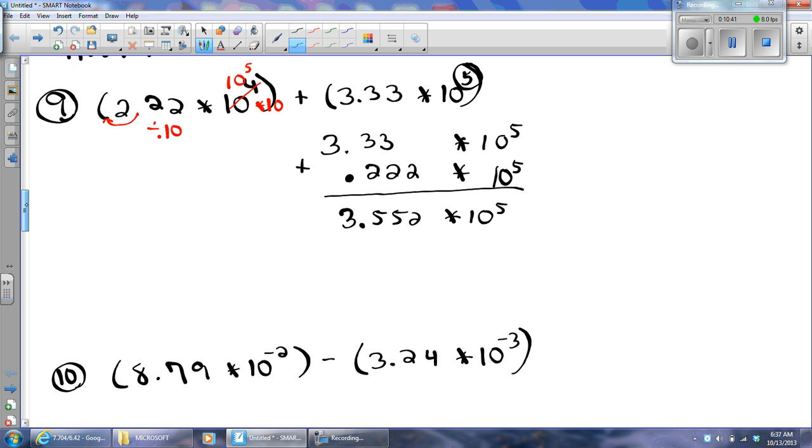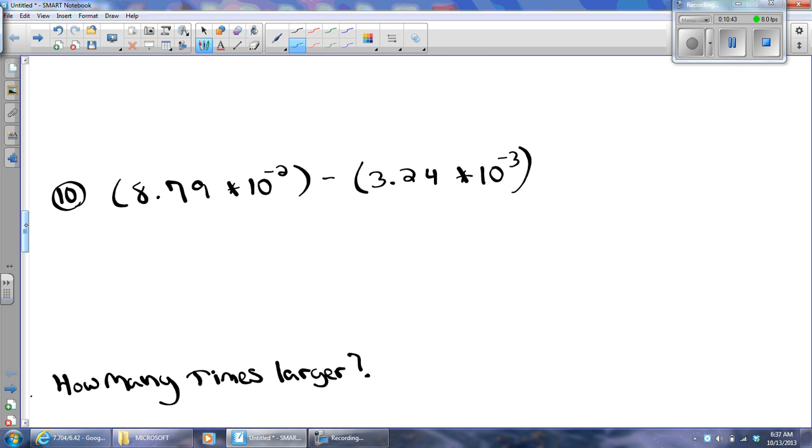Okay, on a subtraction one, please notice that this number, 8.79 times 10 to the negative third, is larger than 3 and 24 hundredths times 10 to the negative third. If it wasn't, I'd end up with a negative result. Remember, I like to change the smaller one to match the larger one.